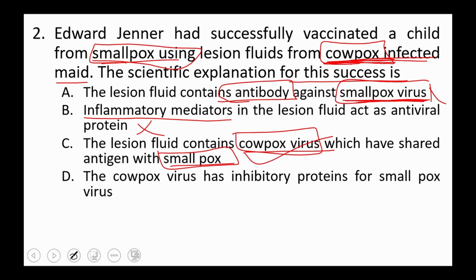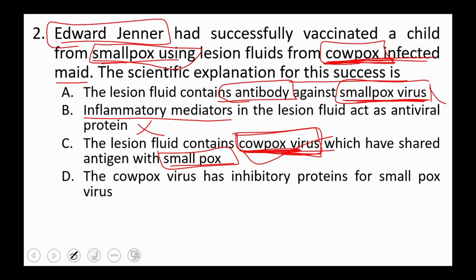By the way, Edward Jenner is the father of immunology, and the term vaccine comes from cowpox which infects cows, and he observed that those maids who milk cowpox infected cows or others are protected from smallpox.